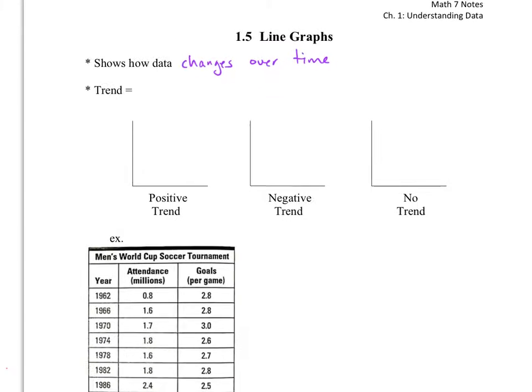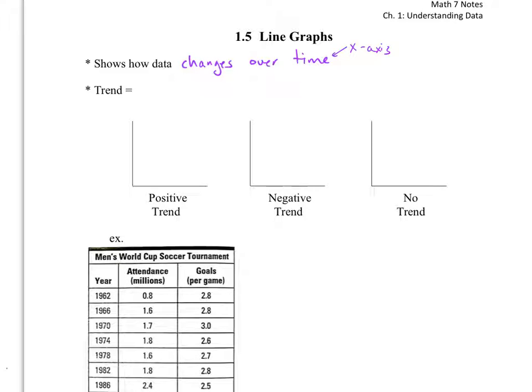Okay, so time on a graph is always going to be on what we call our x-axis. You guys remember what the x-axis is? It's the bottom one. So if you look on your paper where it says positive trend, negative trend, no trend, those are the x-axis. The x-axis is horizontal and y is vertical.